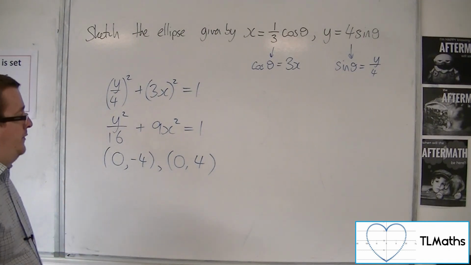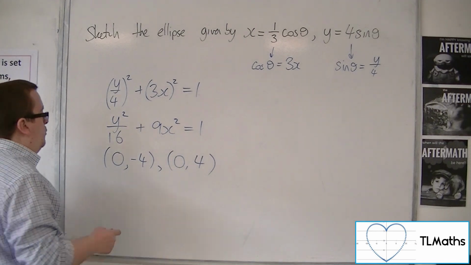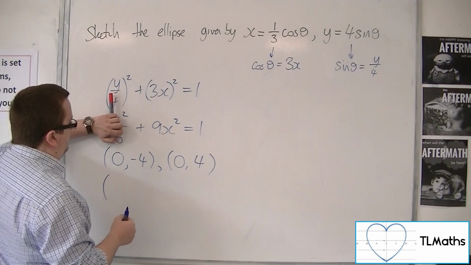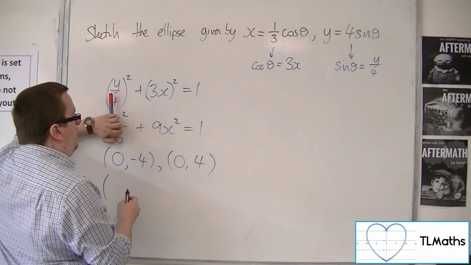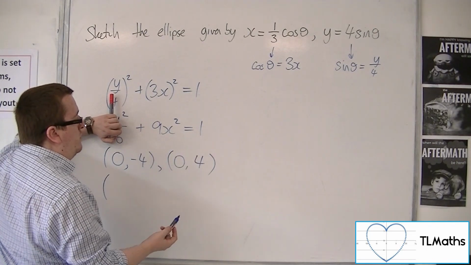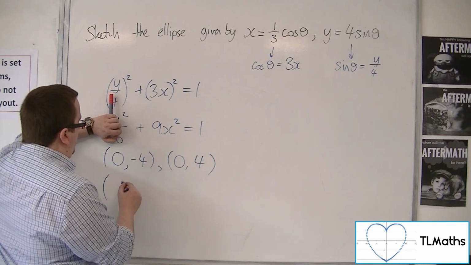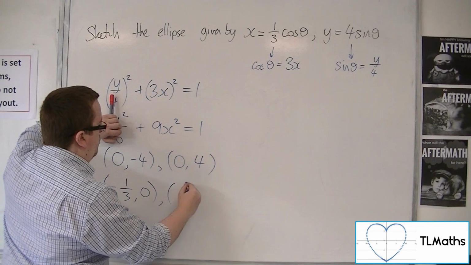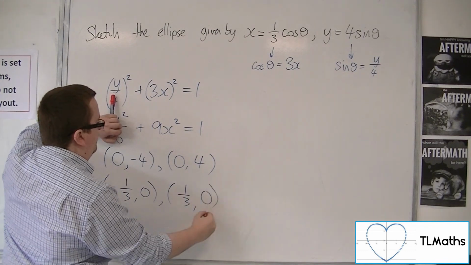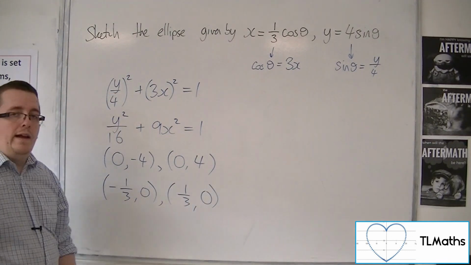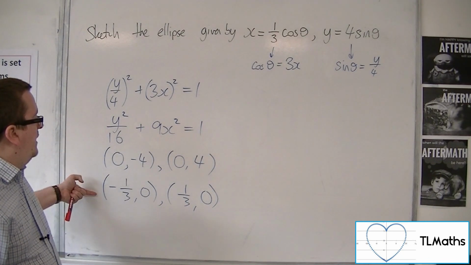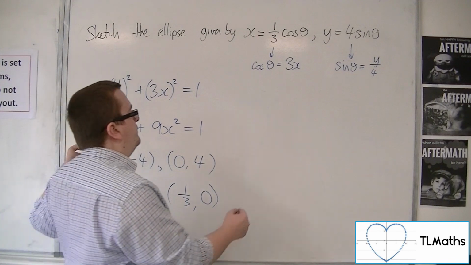And when y is 0, if we cover up this term here, we can divide both sides by 9 and then square root both sides, and so you would get (-1/3, 0) and (1/3, 0). And that tells you where the ellipse is crossing the x-axis and the y-axis.